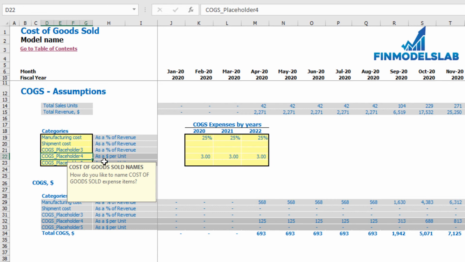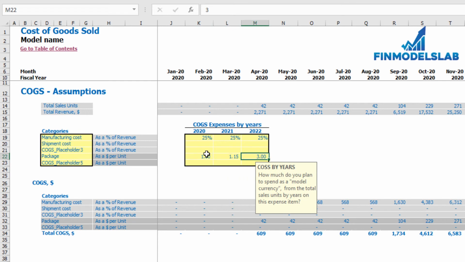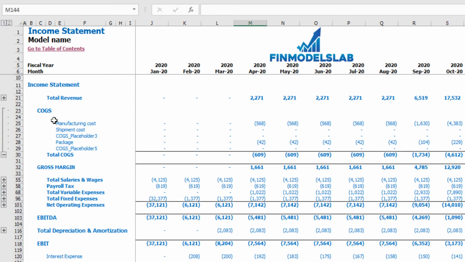Then you can set up dollars per input, for example, package, which will cost you $1 in the first year, $1.15 in the next year, and $1.25 in year 3. So you have 2 placeholders for calculation as dollars per unit and 3 placeholders as a percentage of revenue. On the top you may see the drivers for these calculations, which are sales units and total revenue amount, and below you may see the calculation by months for these categories. As a summary, you may see in the income statement under the COGS section your COGS components broken down by line items and by months.